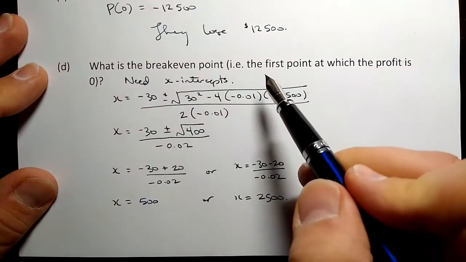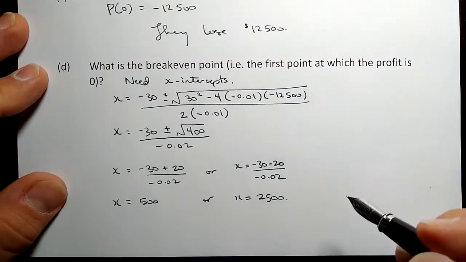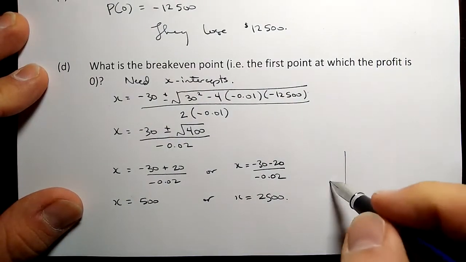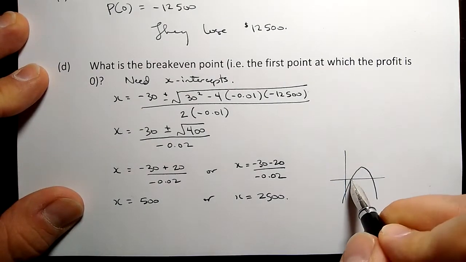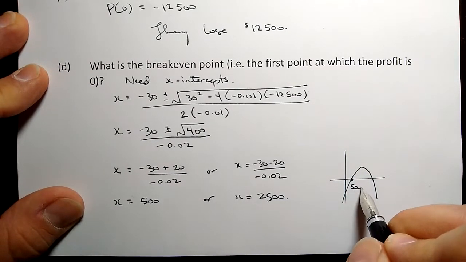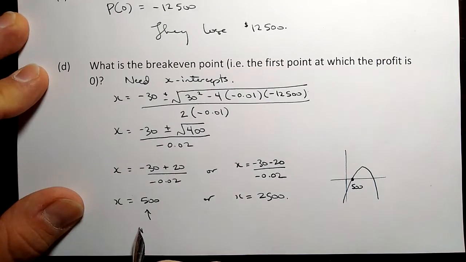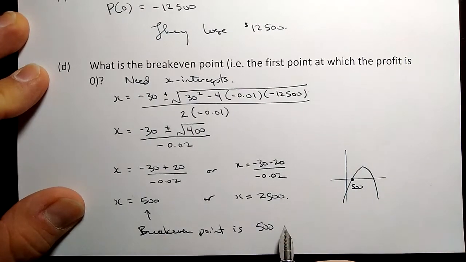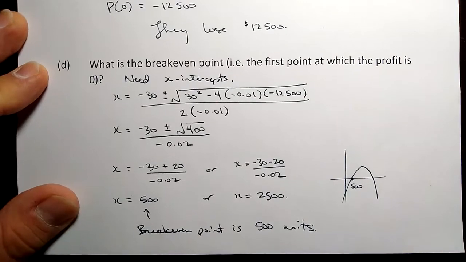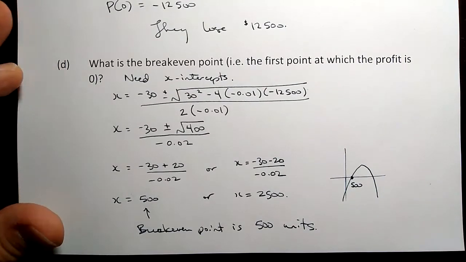Now both of these are positive answers, which is nice. What is the break-even point though? The first point at which the profit is 0, because our sketch looks something like this. We want to know this point, which we've just found is 500. So the break-even point is 500 units. That's the number of units they need to sell before they become profitable.